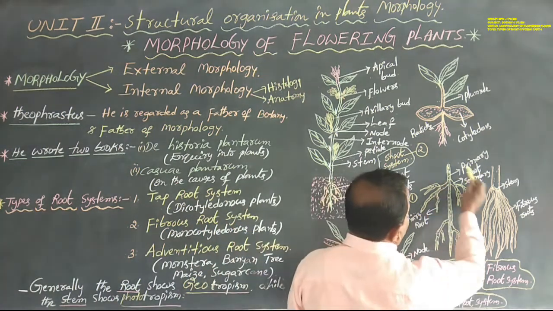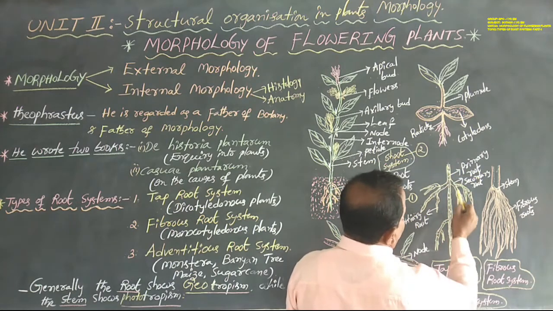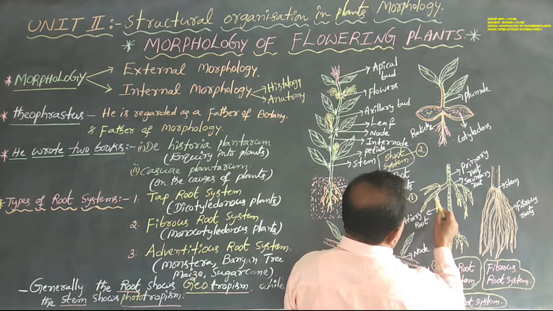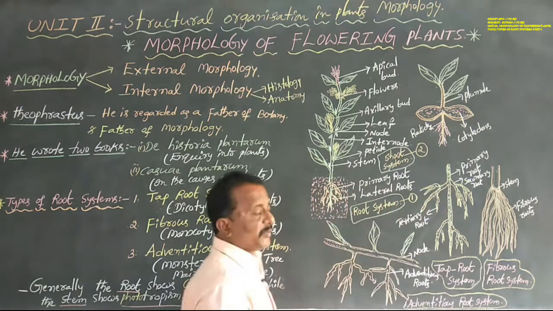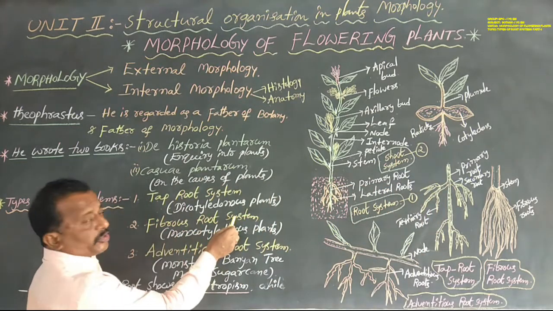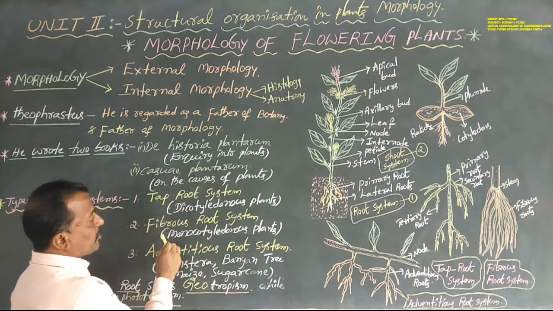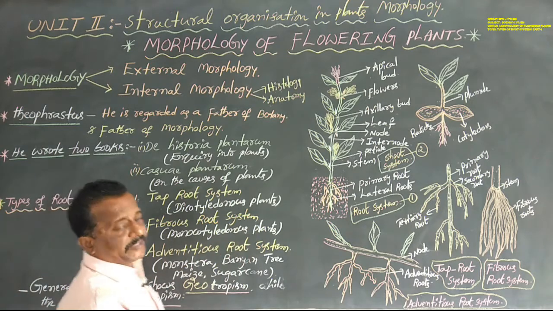This is a tap root system. This is a primary root. This is a secondary root. These are tertiary roots. Next, coming to fibrous root system. Fibrous root systems are seen in monocotyledon plants.